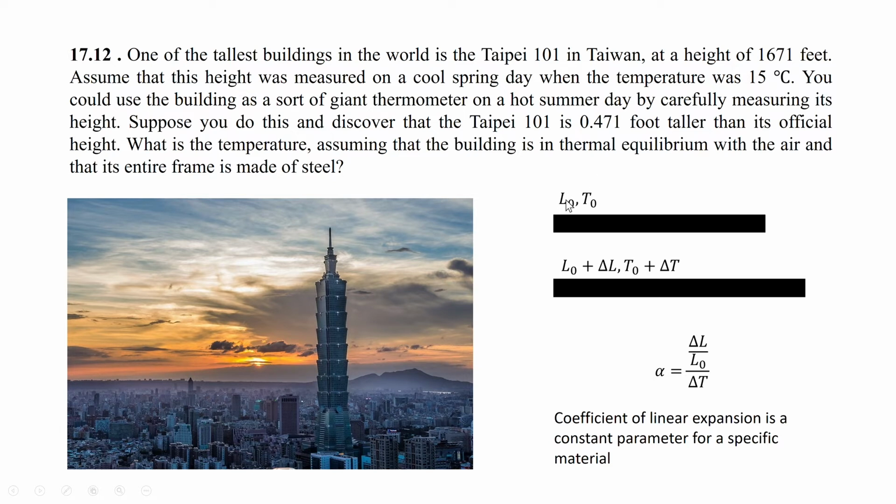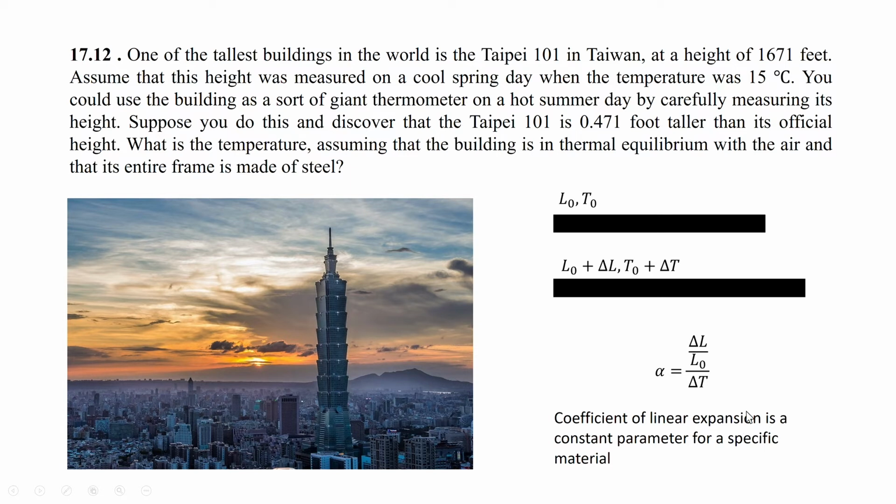At the beginning, the length is L naught, and the original temperature is T naught. If we increase the temperature, this rod expands, with a change in length of delta L, and the temperature increases by delta T. We find that if we take the ratio of the change in length over the change in temperature, we get a number. This number is a constant. We call this number the coefficient of linear expansion.